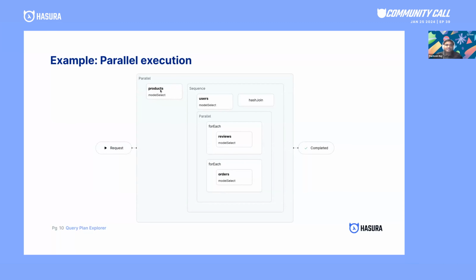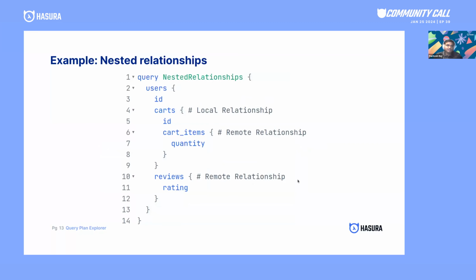So here we can see that it is going to execute things parallelly. Here we will have a parallel fetch from the products model. And then we have some sequential steps where we are fetching data from the user model. Then we are going to parallelly fetch from the reviews and orders models. And then we are going to hash join, and then we will get the result.